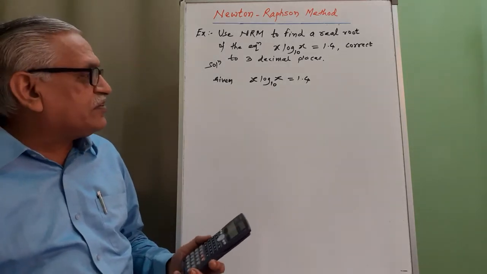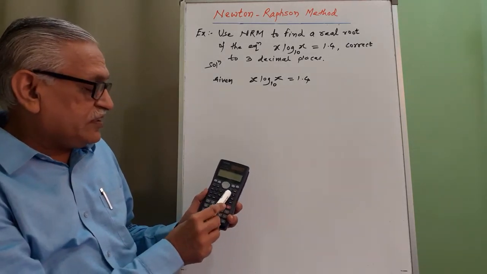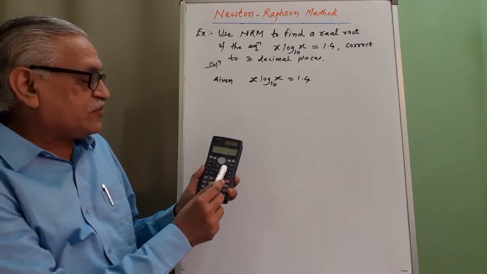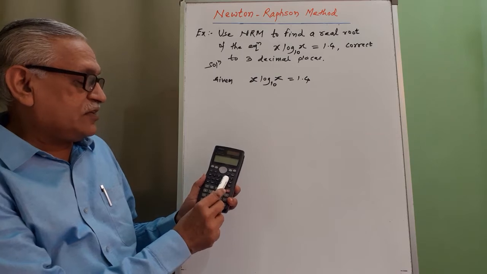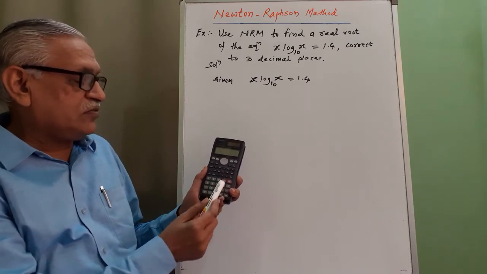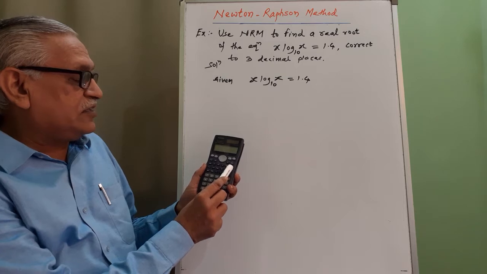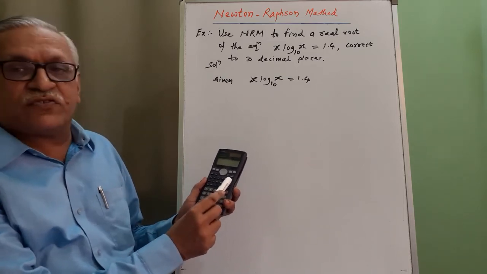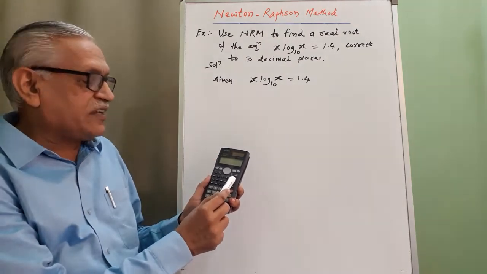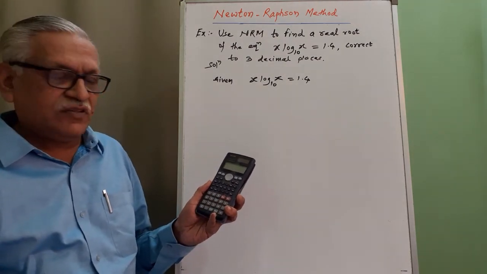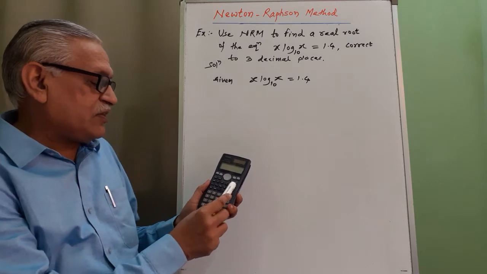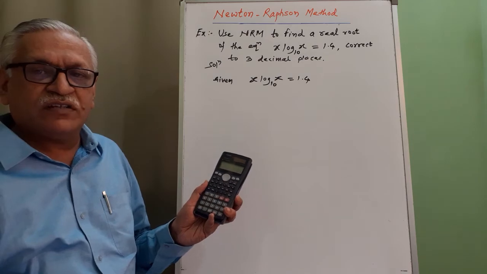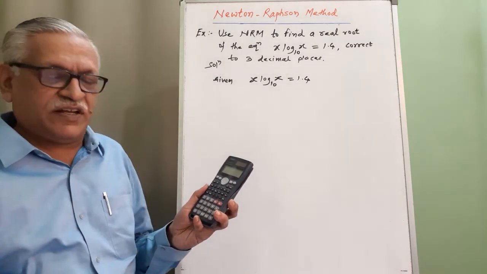As it is base 10, we have to use the log key, above which we have the term 10 raised to x. Another key is ln, above which we have e raised to x. That ln stands for natural log, which I used in the last example, and this log key is used when the base is 10.